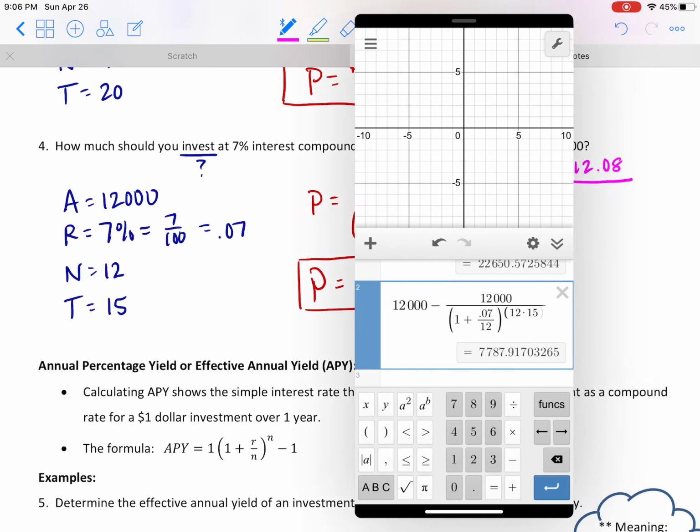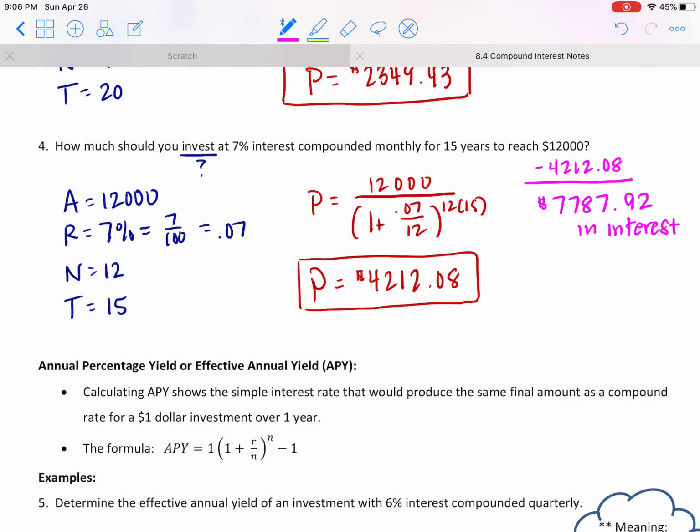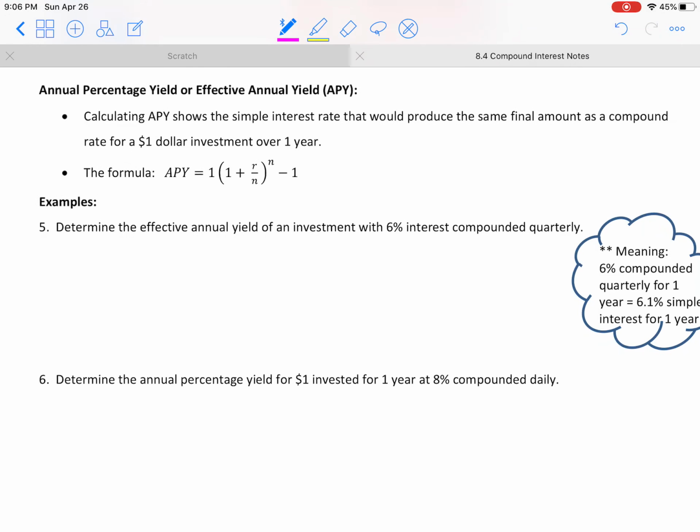So again, just so you can see it, if we took away the $4,212.08 to start, then you can see exactly how much interest that is. $7,787.92 in interest is earned on that investment. Really easy to let money sit there, okay?